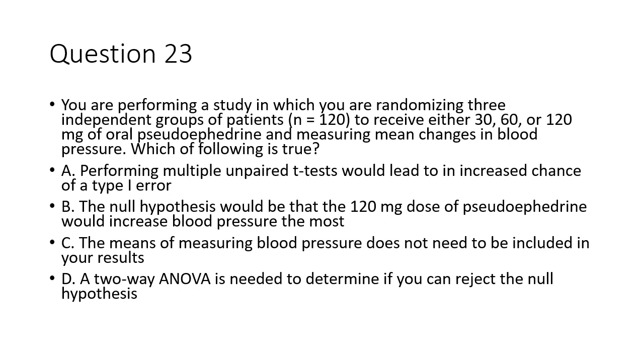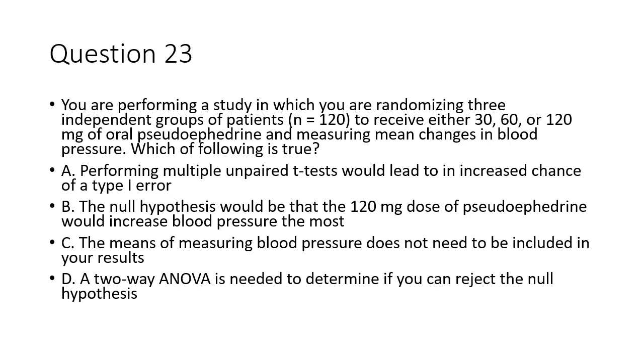The answer here is A, performing multiple unpaired t-tests would lead to an increased chance of a type 1 error. So let's look at the answers and see why the others are incorrect. B, the null hypothesis would be that the 120 milligram dose of pseudoephedrine would increase blood pressure the most. That is incorrect. The null hypothesis would be that it doesn't matter which dose you got, that it would make no difference in your blood pressure change. They would all cause the same difference. Knowing what you know about drugs and how they affect the body, that doesn't make any sense, but that is still how we have to define the null hypothesis. And if we did find that 120 raised your blood pressure more than 30, you could then reject that null hypothesis. So B is incorrect.